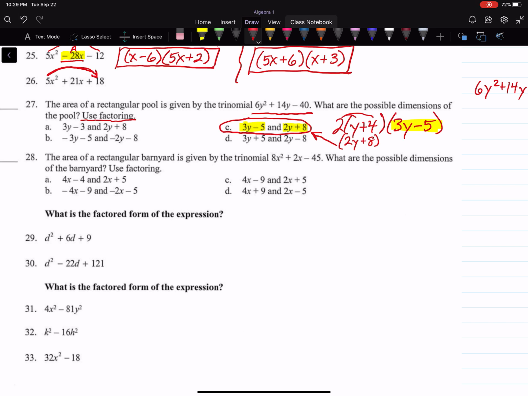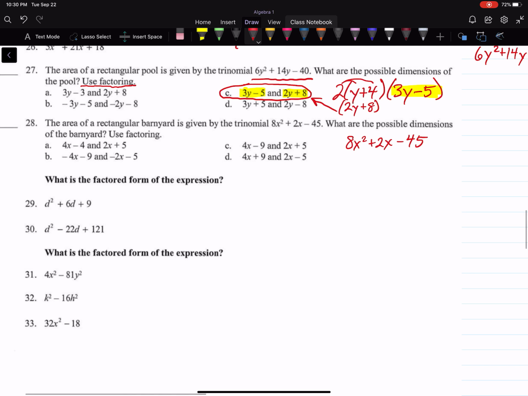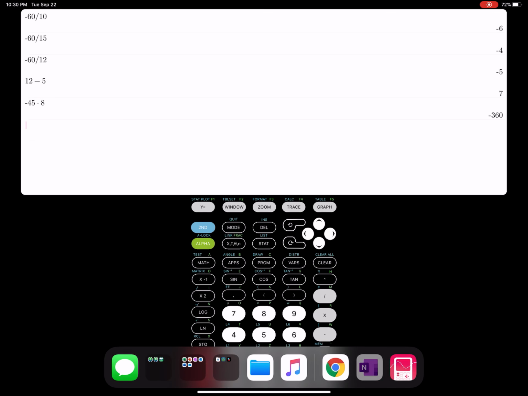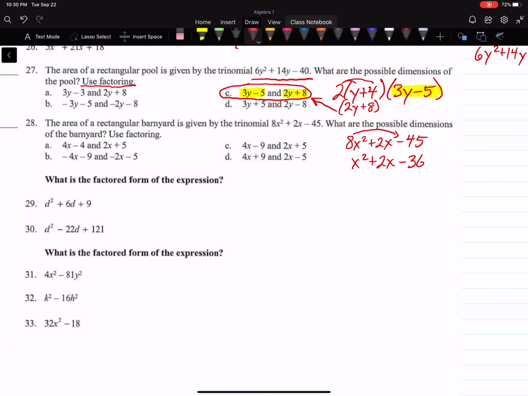So 28, very, very similar problem. It's giving us the dimensions. So I'm going to write it here: 8x squared plus 2x minus 45. I got a little room to work. There is no common denominator on this one. So once again, I'm going to borrow: x squared plus 2x minus, let's see what 8 times negative 45 is. Negative 360. So minus 360.